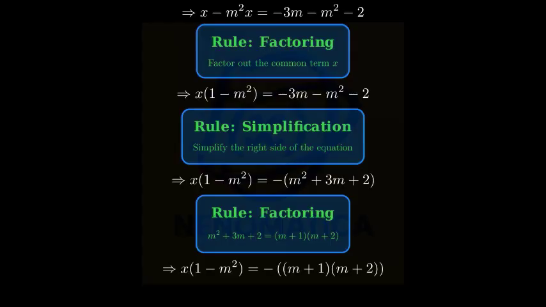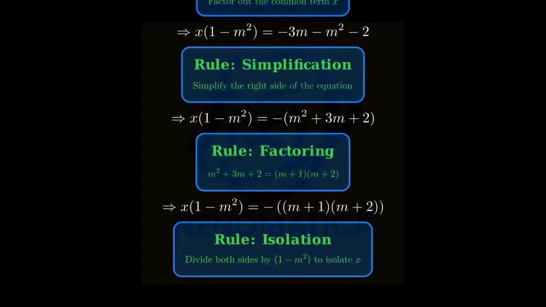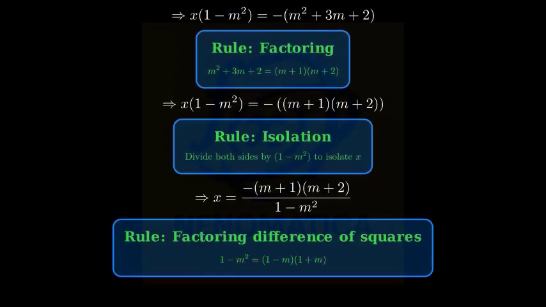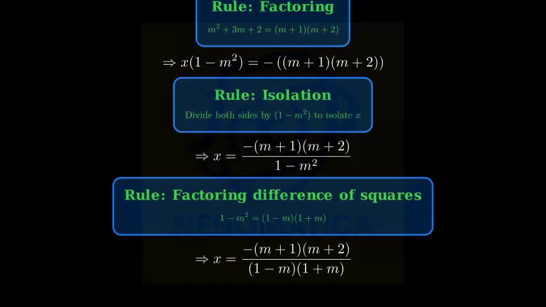For our fifth step, we'll solve for x by dividing both sides by the quantity 1 minus m squared. This gives us x equals negative the product of m plus 1 and m plus 2 divided by 1 minus m squared. For our sixth step, we'll simplify the expression further. Note that 1 minus m squared can be factored as the product of 1 minus m and 1 plus m. So we have x equals negative the product of m plus 1 and m plus 2 divided by the product of 1 minus m and 1 plus m.